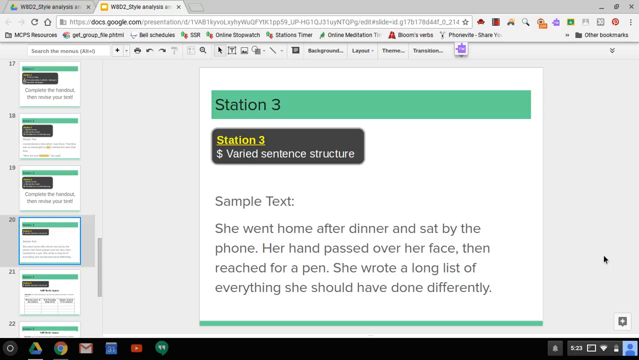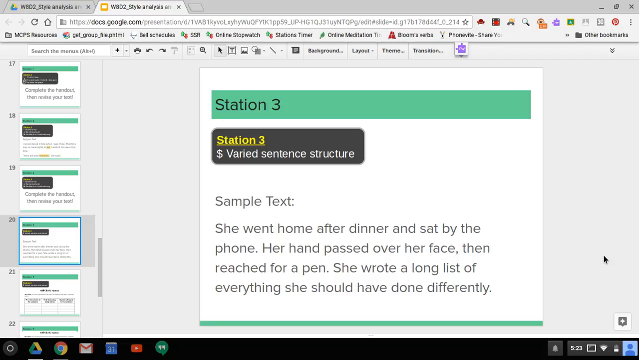Welcome to station 3. At this station, you're going to think specifically about your syntax. So you're thinking about your sentence structure. The best writing of all sorts varies sentence structure so that it doesn't get too boring. If you have the same kind of sentence structure for your entire piece, whether it's narrative or an essay, it can start to feel a little bit boring. So we want some variety because that will keep your readers interested.